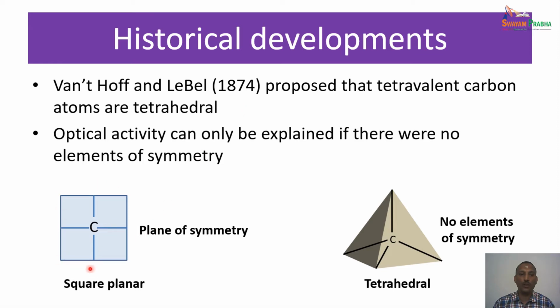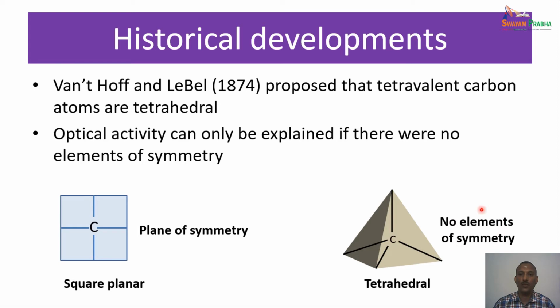So if we look at the square planar case, where the carbon and 4 other groups are arranged in a plane, we will be having a plane of symmetry. If a molecule has a plane of symmetry, then it cannot rotate plane polarized light. So that means this structure is not the right tetravalent structure for the carbon. So he proposed the tetrahedral structure for the tetravalent carbon.